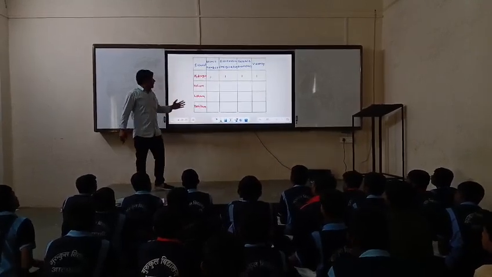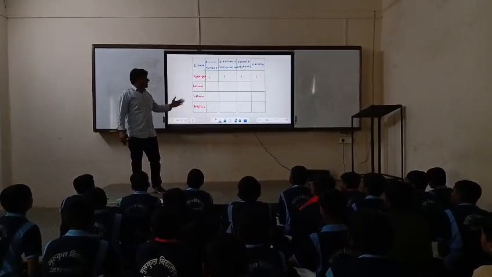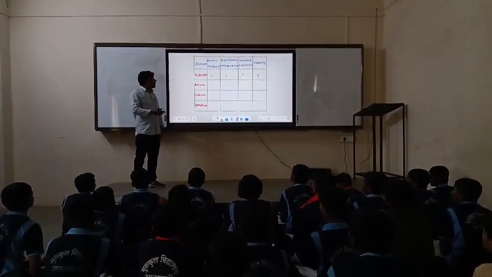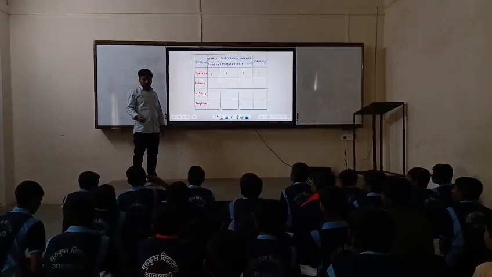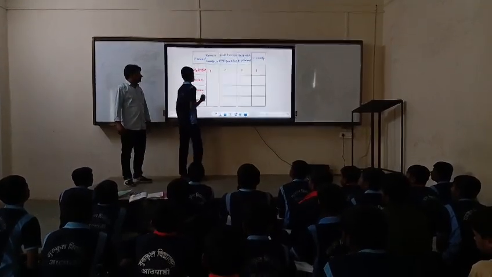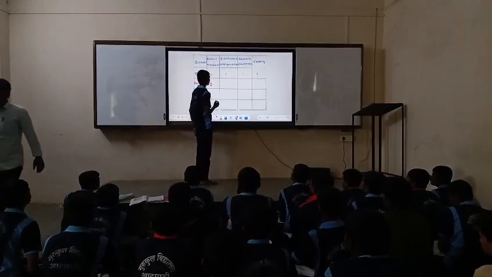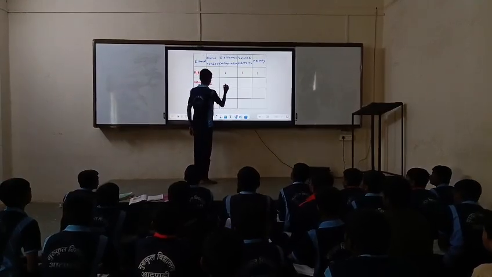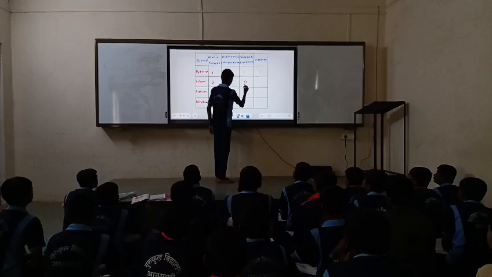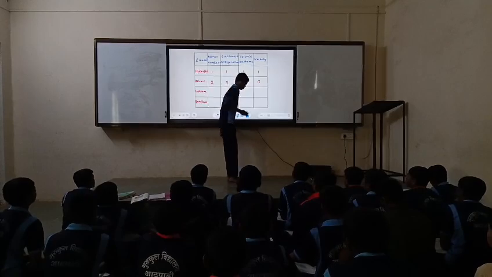For other elements of this type, I am going to ask some questions. Complete the chart. What is the atomic number of helium, electronic configuration? Helium's atomic number is 2. Helium's electronic configuration is 2. Helium's valence electron is 2. Helium's valency is 0. Right.